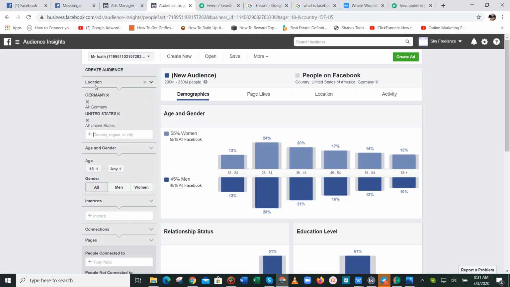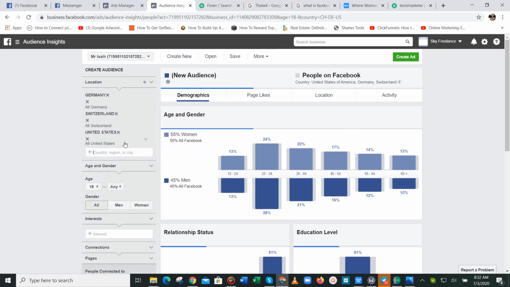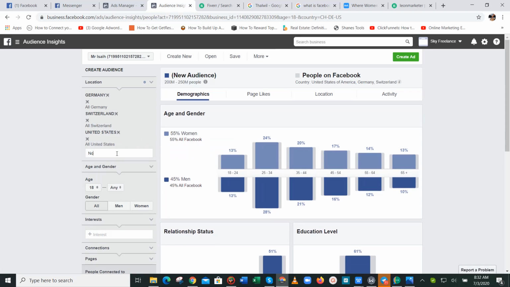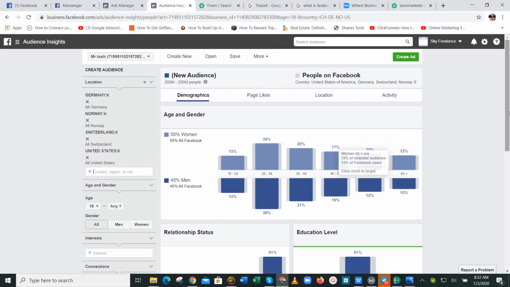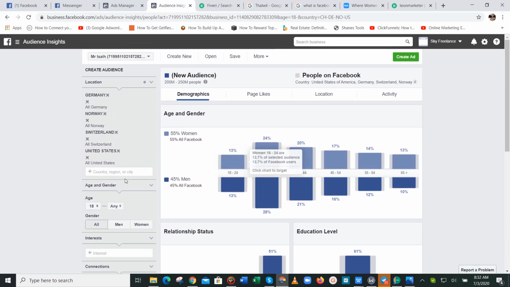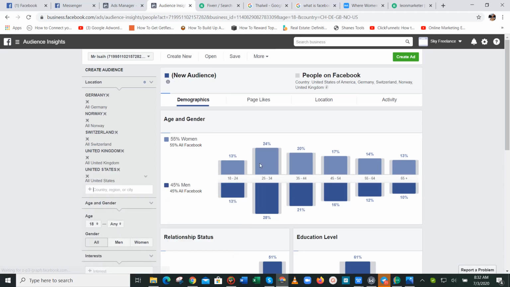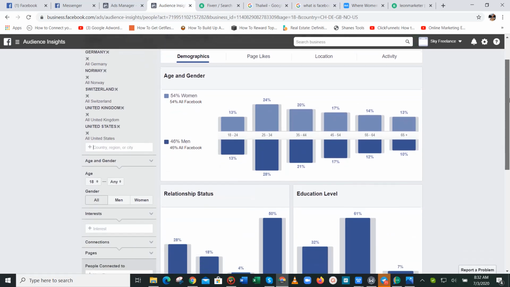So now I've chosen Germany. Let me choose Switzerland. They have a similar language to Germany and they are a money-making country, just like Norway. Norway is also one of the wealthy countries in Europe, so you can choose Norway as well. I think this is enough so that our ads will be okay. Let me choose United Kingdom as well, because those people are used to buying online. So now we are choosing 5.